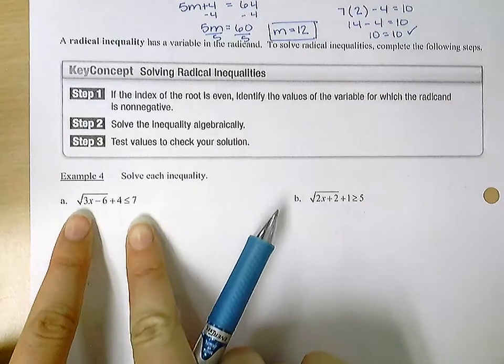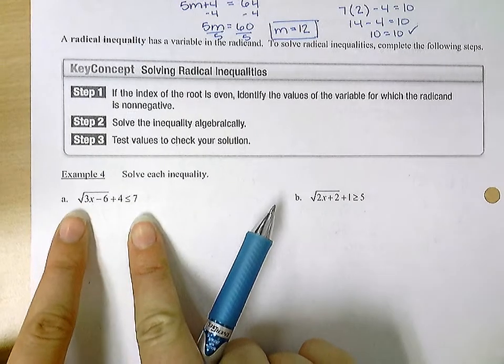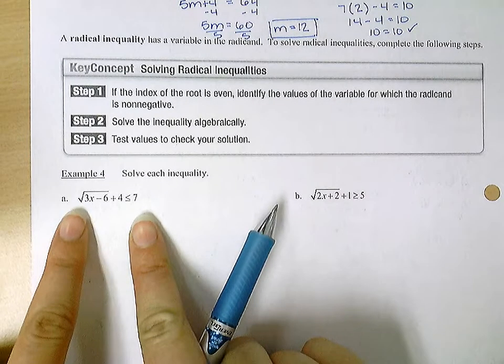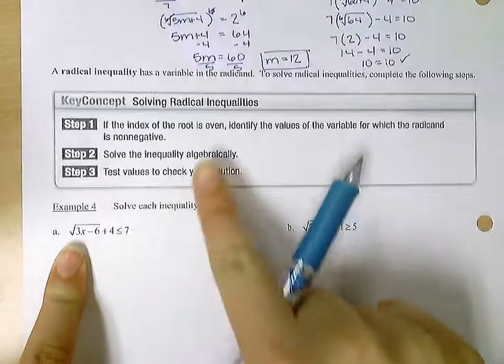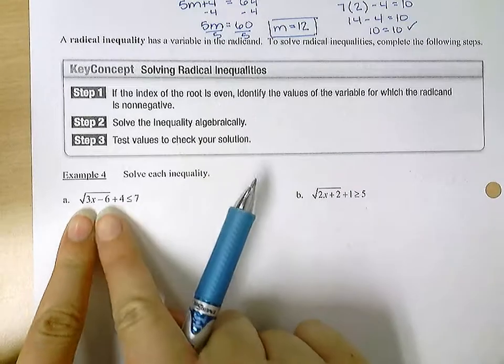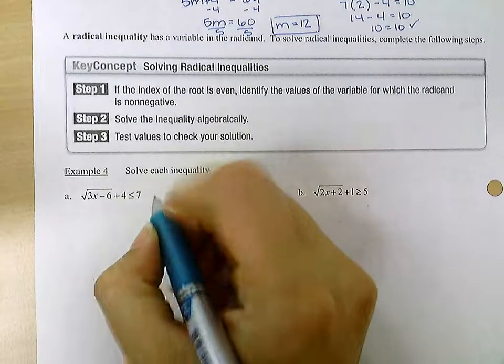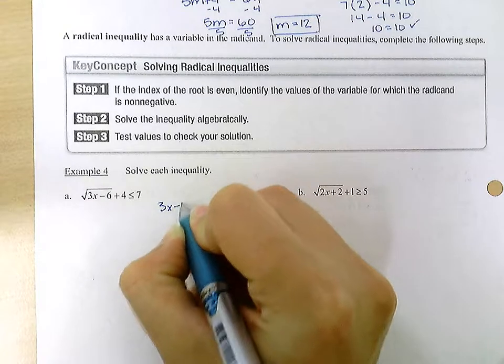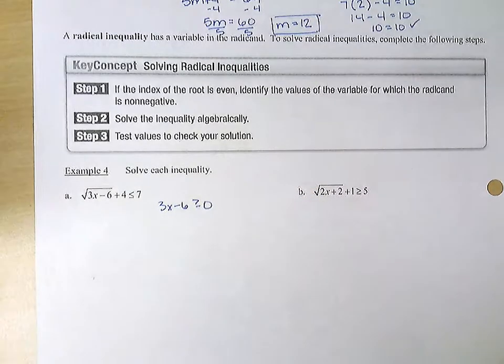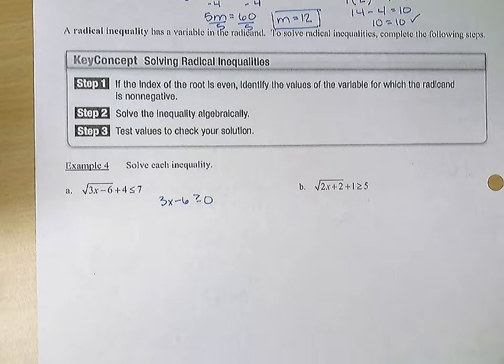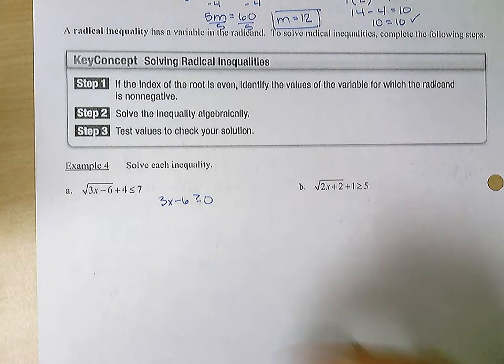So in example 4, letter A. This is a square root. My root is even. I need to check what's inside my radical here. So that quantity, 3x minus 6, has to be greater than or equal to 0, just like we did when we were finding the domain. So when you're solving radical inequalities, you need to check that domain as well.